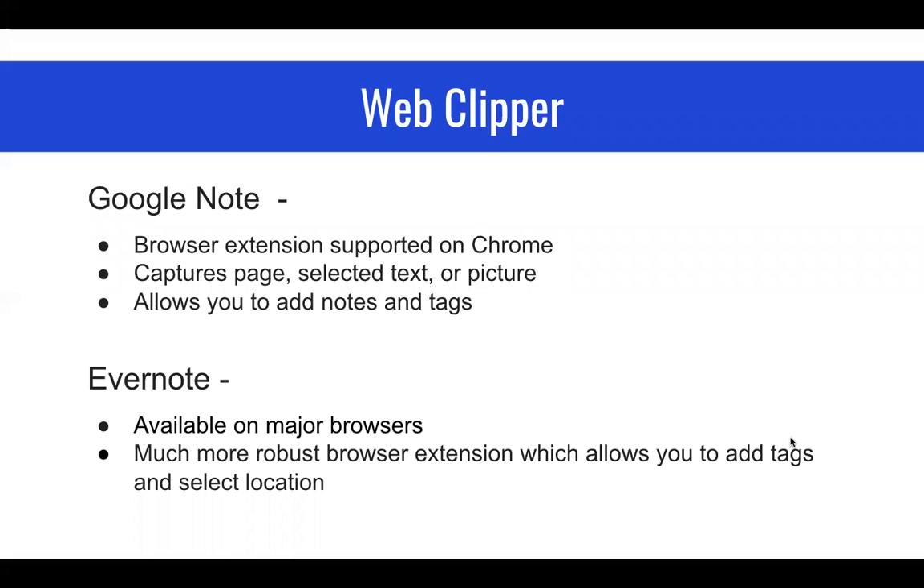Both Evernote and Google Keep have web clippers. What that means is that they're browser extensions which allow you to clip a web page or a part of a web page. The Google Keep Web Clipper is only available on Chrome. It allows you to capture a page, a selected text, or a picture. It also allows you to add notes and tags. Evernote is available on all major browsers and is a much more robust browser extension, which allows you to add tags and select a location that you want to place the note. So let's take a look at those.